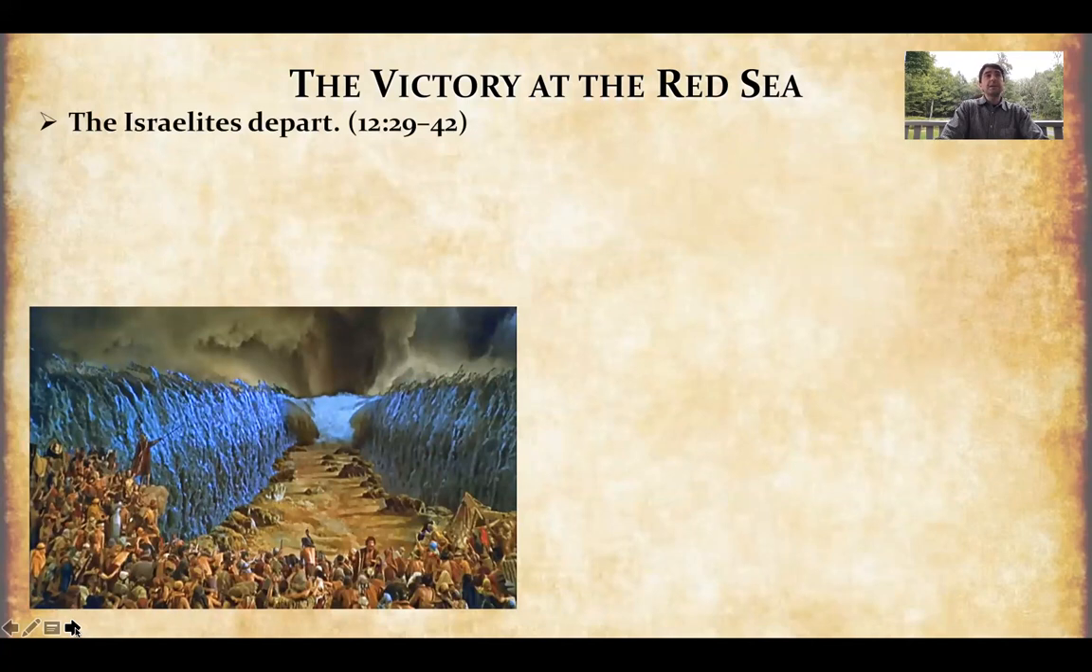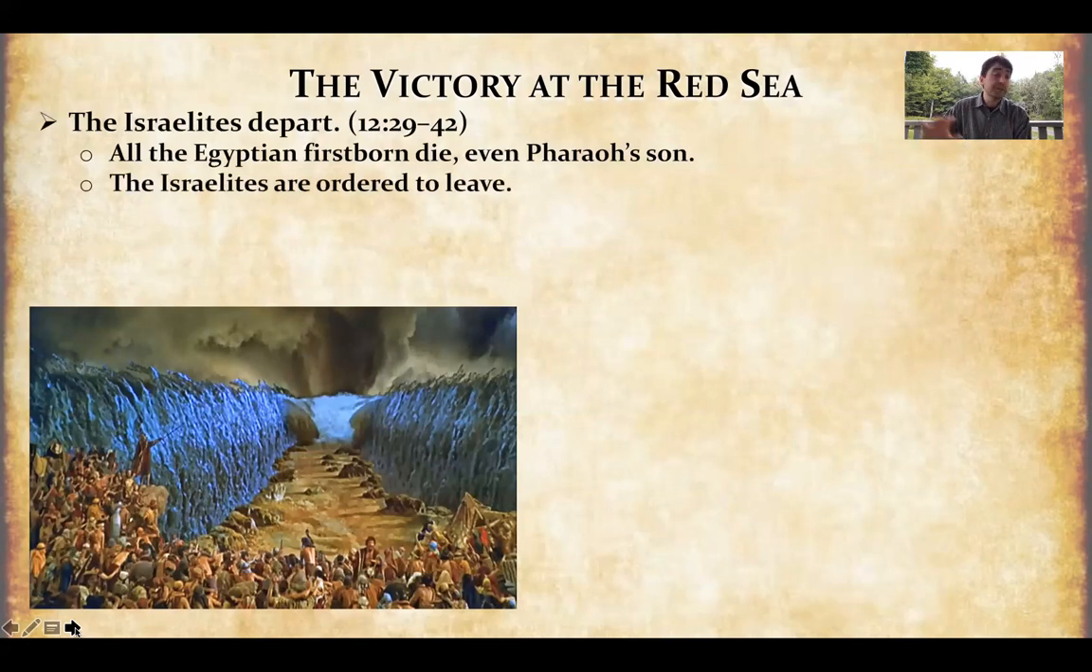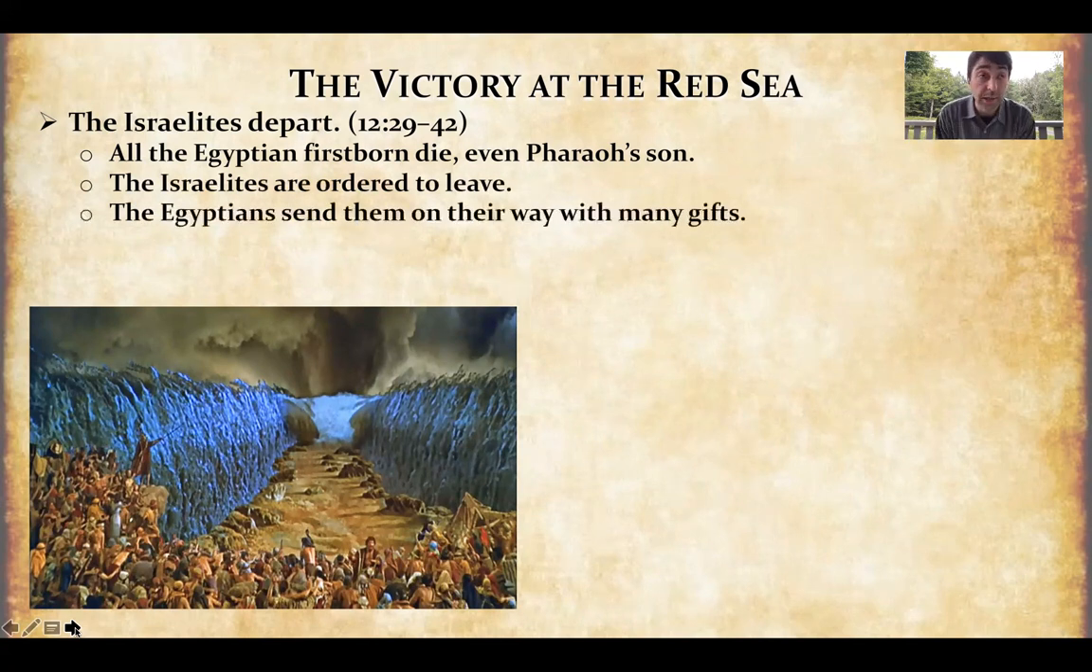So after the last plague comes and all the Egyptian firstborn die, even Pharaoh's son, Pharaoh orders the Israelites to leave. So it's not just, I'm letting you go. He says, go now. I want you out. And all the other Egyptians are freaking out, and they're thinking that everybody's going to die, not just the firstborn. Understandably, I mean, one person in every household died. I mean, think of that. That would be extremely traumatic.